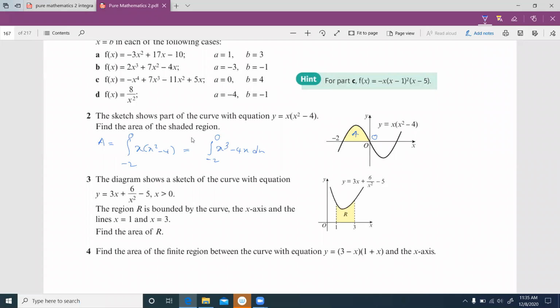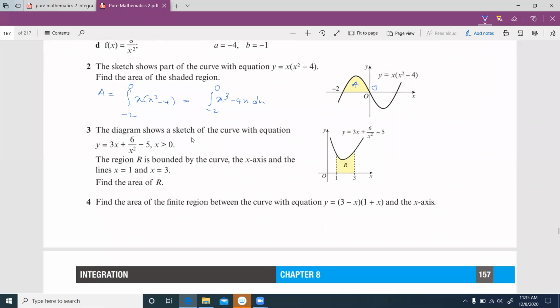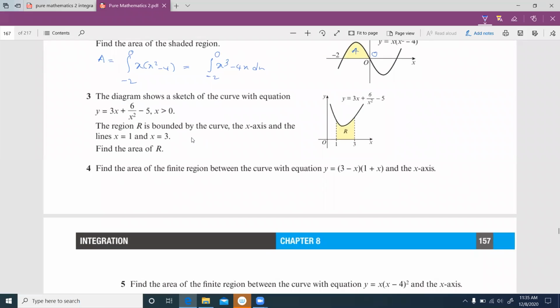Okay. Over here, if you need to find the shaded region R, what you need to do is, this R is the integration from 1 to 3 of 3x plus 6 over x squared minus 5. So you cannot integrate this straightforward. Therefore, you need to convert it into x to the power n form. From 1 to 3, this is 3x plus 6x to the power minus 2 minus 5 dx. That's the answer for this.